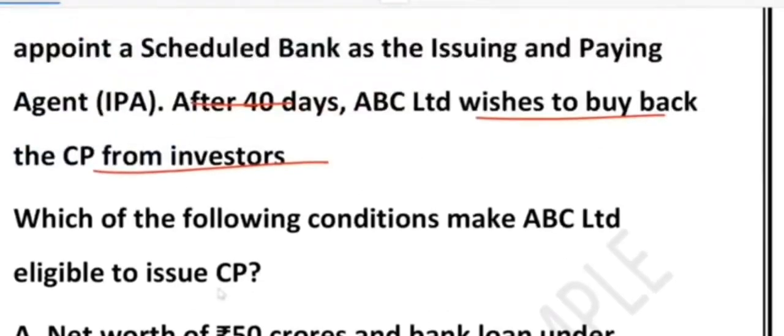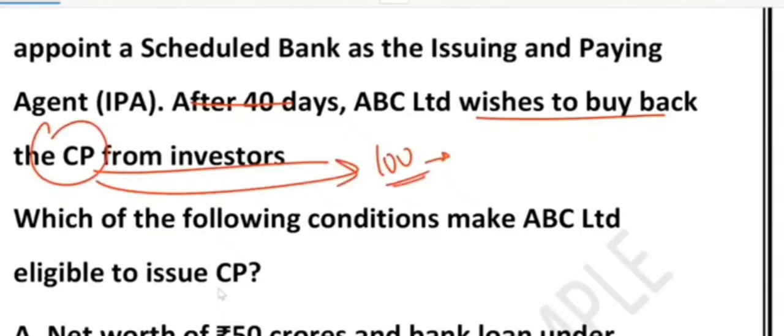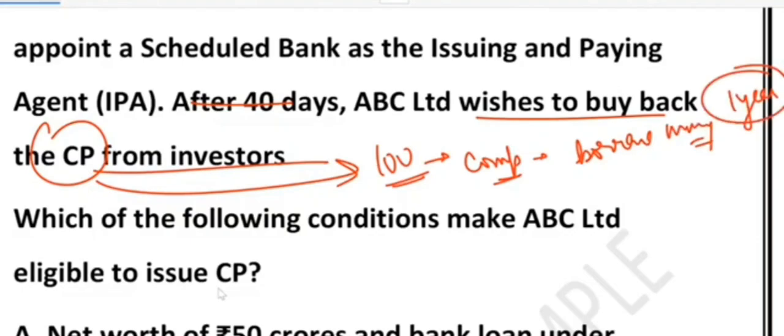So basically if we talk about this CP, which is a commercial paper, it is a kind of short term IOU. Who issues it? A company issues it to borrow money for a few months, usually up to 1 year, without giving a collateral. Because it is unsecured, only a company with a strong financial position can issue it.